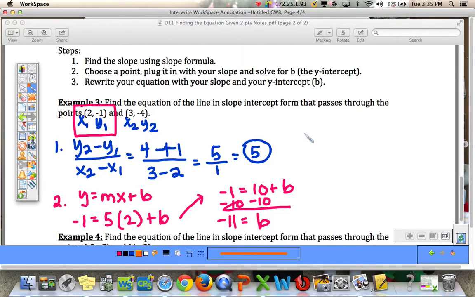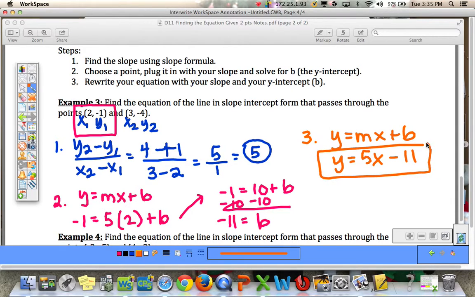So step 3 is rewrite our equation with our slope and our y-intercept. So again, y equals mx plus b. Our slope is 5. And our y-intercept is negative 11. So there's the equation of the line.